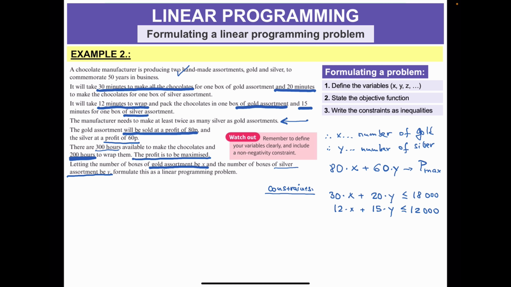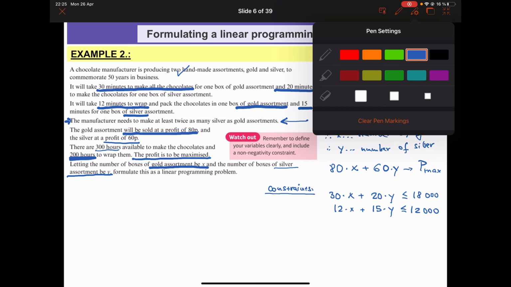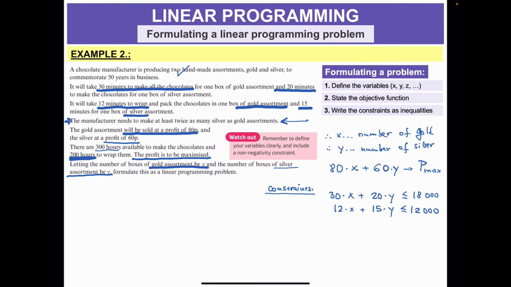Now, lastly, I have this sentence that I said is very important and sometimes also might be very confusing. So there is a little tip how to translate this, because you know that there needs to be at least twice, I'm going to change the color of the pen, so at least twice as many silver as gold.